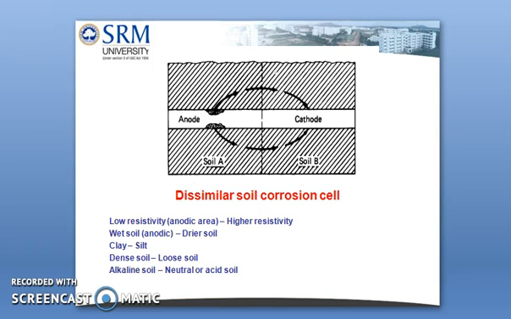This is a typical example of how a dissimilar soil corrosion cell is going to form. Say, for example, in a soil you are having different soil nature, such as wet soil, clay soil, like that. So when a pipeline undergoes a different soil environment, it creates a problem. This is called soil corrosion.